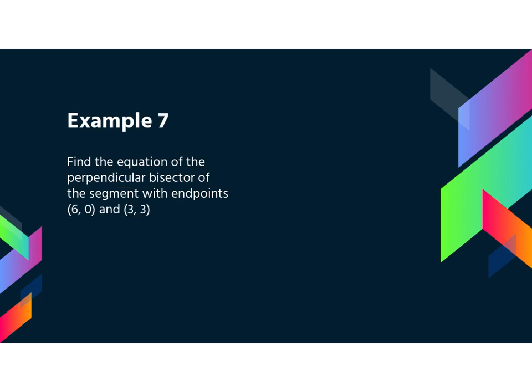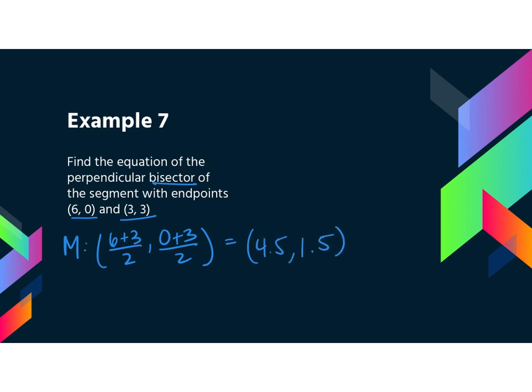This one is similar to the last two. You can go ahead and try it, or I will walk through my thinking on this one if you'd like to watch and take notes. Find the equation of the perpendicular bisector of the segment with endpoints 6, 0 and 3, 3. So we need to find the midpoint of our 2 points because it's a bisector. So we have 6 plus 3 divided by 2, 0 plus 3 divided by 2. Our point is 4.5 and 1.5.